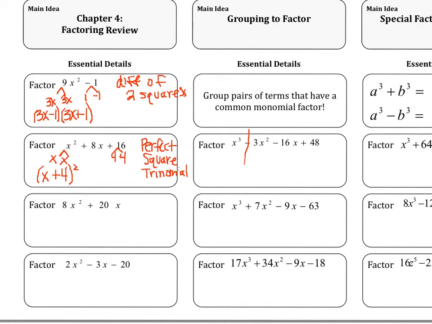This next one, there's only two terms, but they're not perfect squares, so I'm going to look for a GCF. And I notice that both 4 and x go into both terms. So if I take a 4x out of both terms, I'm left with 2x in the first term plus 5 in the second term.